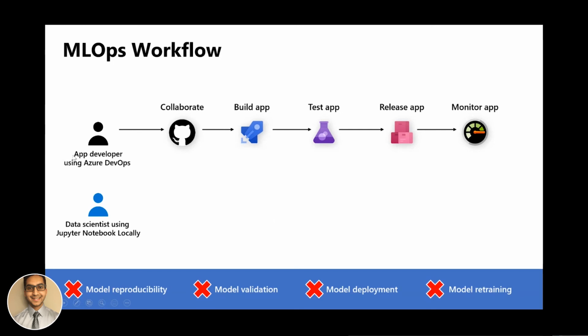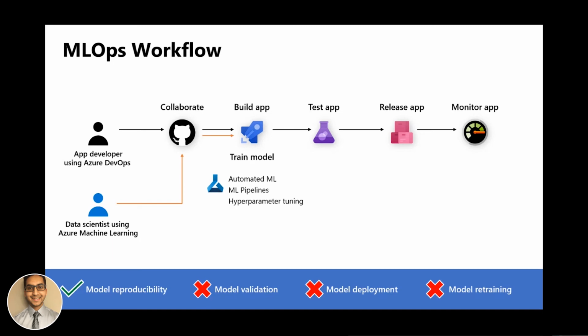A sample example of what an app developer would be doing using DevOps is they would collaborate using some sort of Git repository. They would build, test, release, and monitor the app. So we want to mimic that workflow. We just learn from what's already being done rather than reinvent the wheel. So you have Azure Machine Learning Service, which can help you provision the code repo, dataset, and versioning for all the metrics that you're tracking.